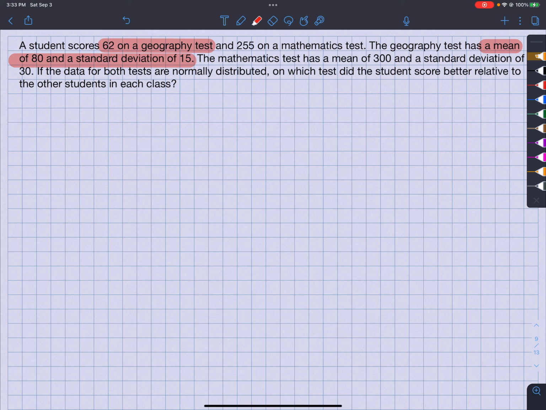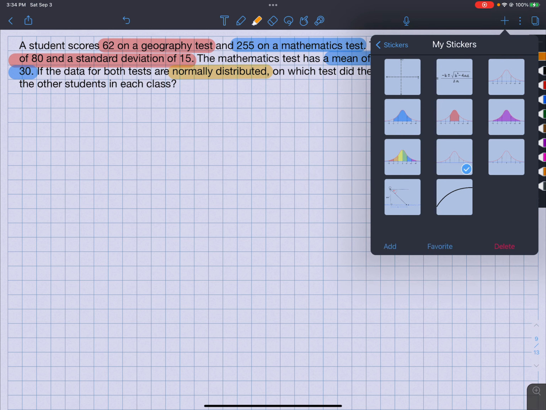Okay, so everything about geography is now highlighted in red. And in blue, I'm going to highlight the math. So 255 on the math test. The math test has a mean of 300 and a standard deviation of 30. If the data of both tests are normally distributed, meaning a bell-shaped curve, on which test did the student do better? So anytime I see normal distribution or normally distributed bell-shaped curve, I think of none other.